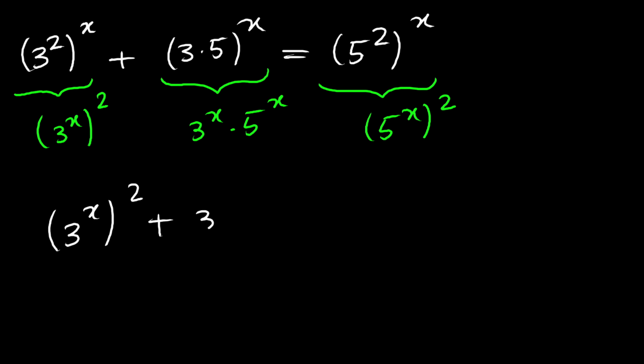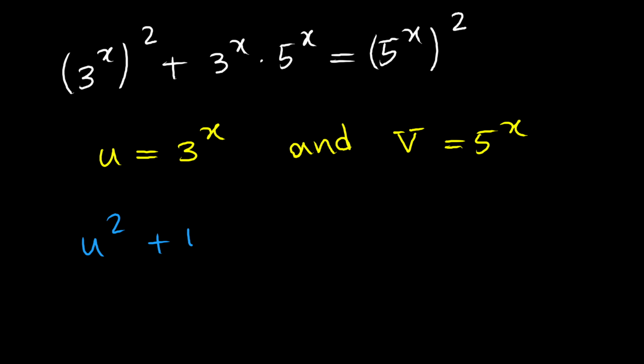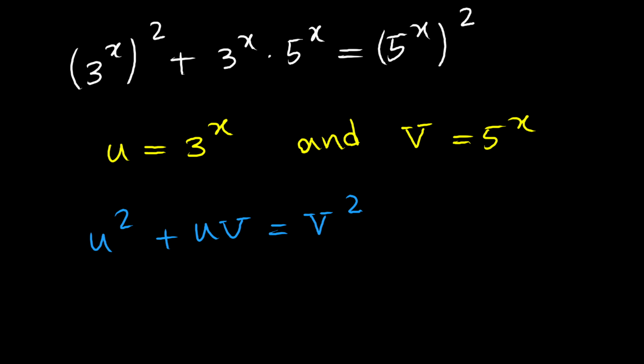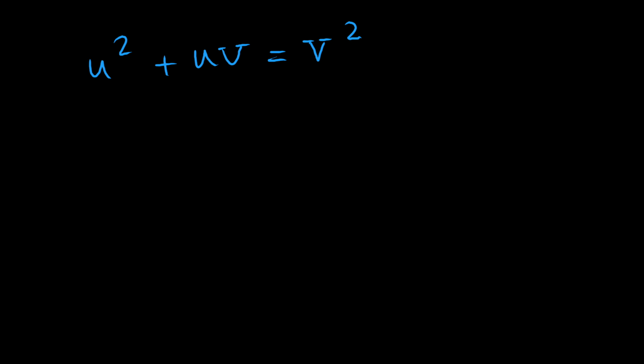Now looking at this equation, we can say that everything is either 3 to the power of x or 5 to the power of x. So it might be a good idea to use the substitution method and say that u equals 3 to the power of x and v equals 5 to the power of x. So we have u squared plus u times v equals v squared. So at this point, we need to go ahead and solve this and find a relation between u and v, and then we need to use that relation to solve for x.